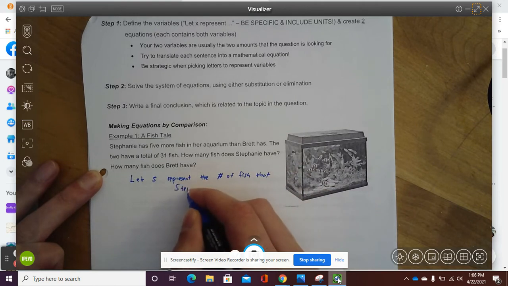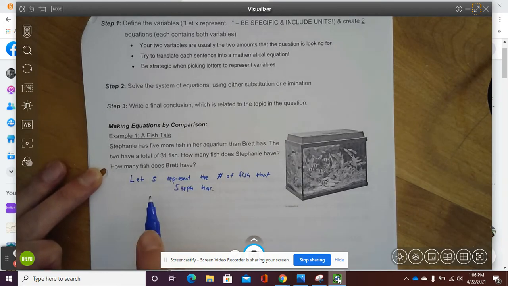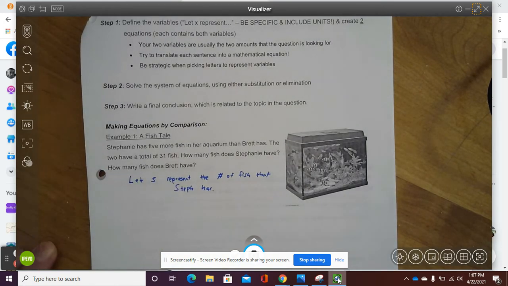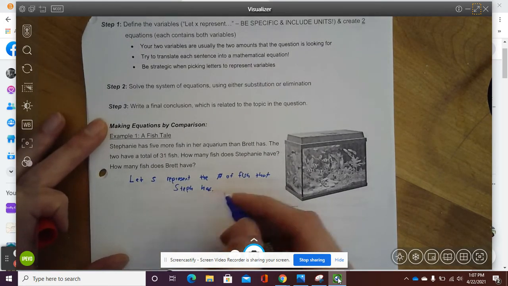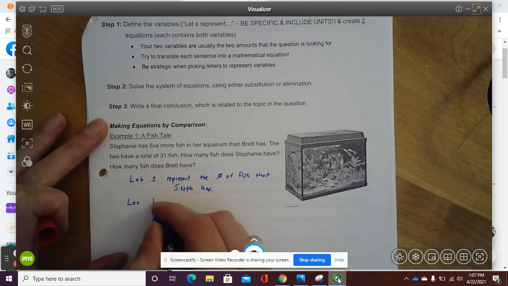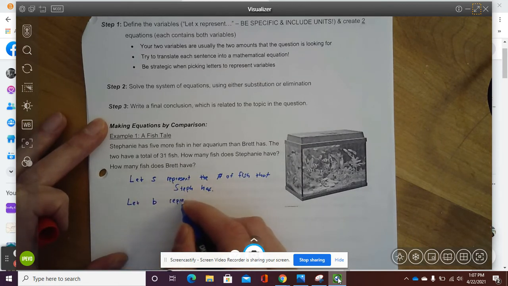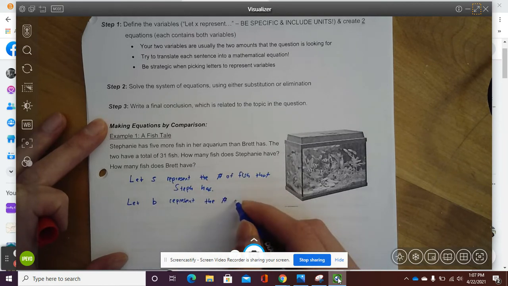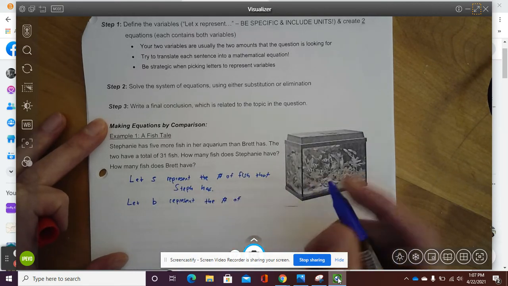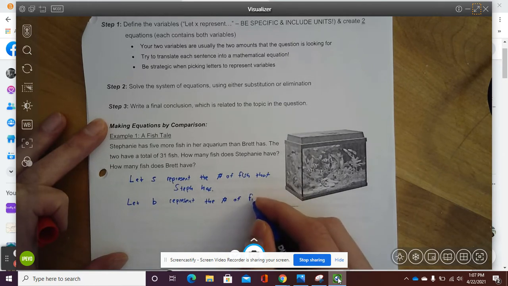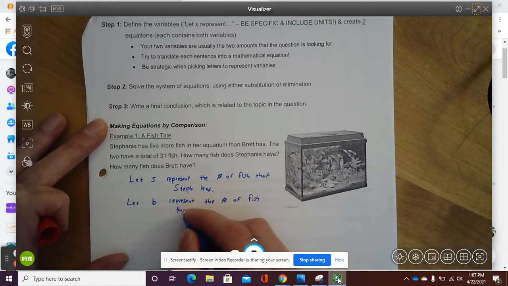And I would pick your variables carefully. So I'm calling it S for Steph. S can be a little bit risky because if I'm not careful, it's going to turn into a 5. You can always use X and Y. And then we can let B represent the number of fish that Brett has. So anytime we have a word problem, we want to define our variables first. That's going to help us at the end to write our concluding statement.